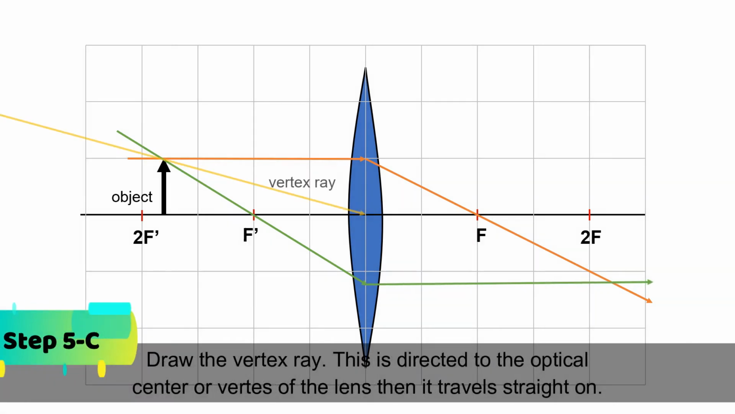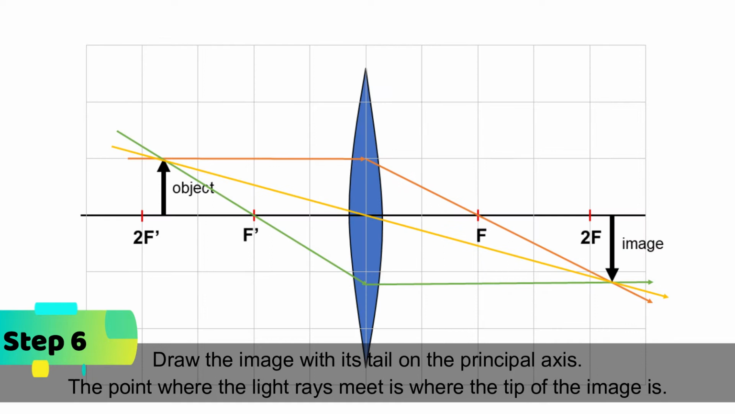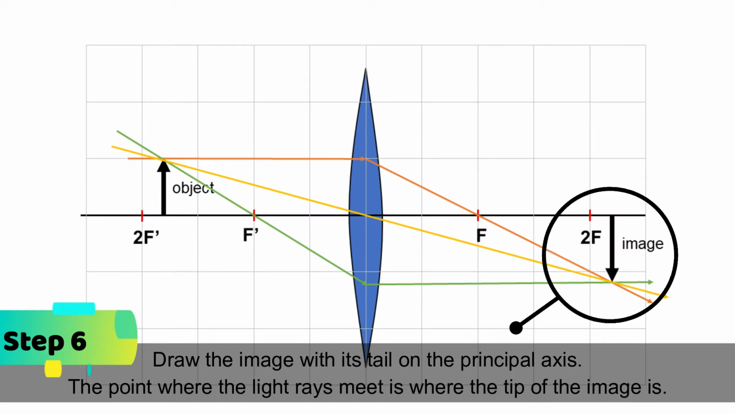Finally, we add the vertex ray. This is a line that passes through the lens's vertex and travels straight on. Now, we can draw the image of the object with its tail on the principal axis. The point where the 3 rays meet or converge is where the tip of the image is.